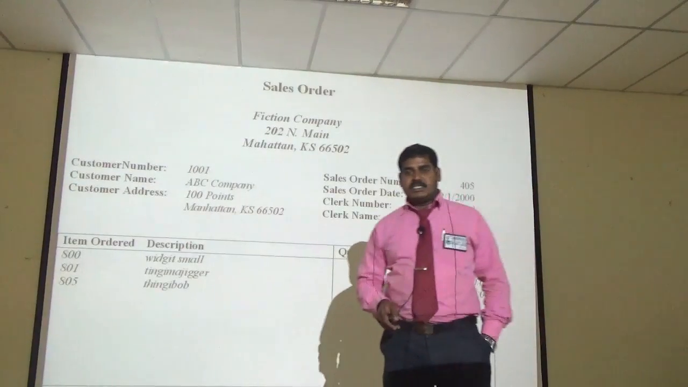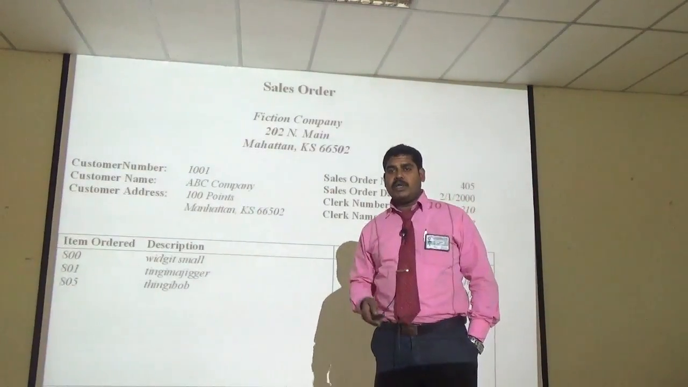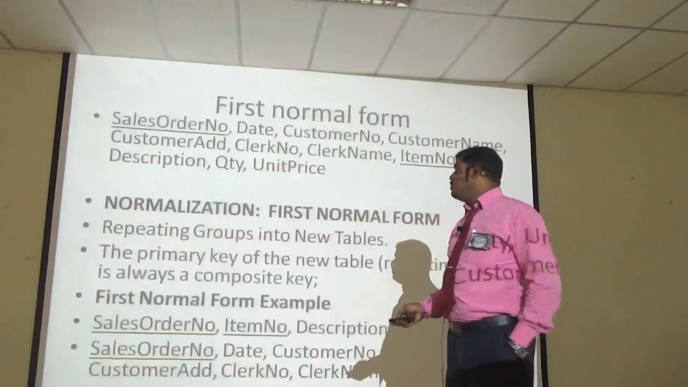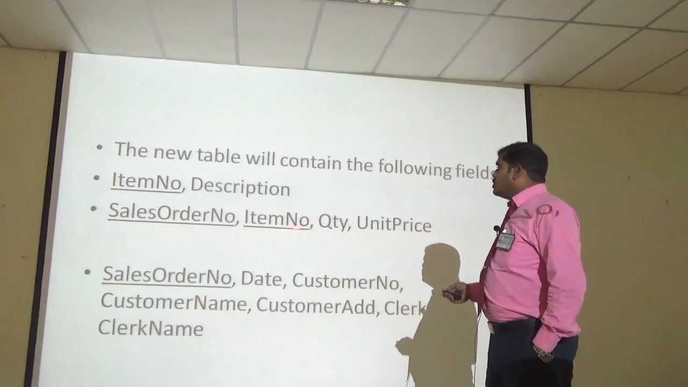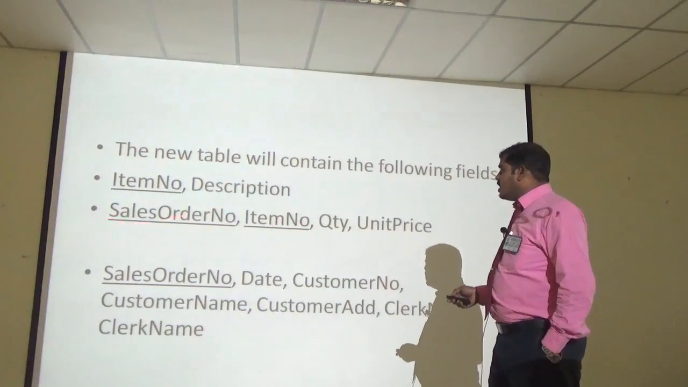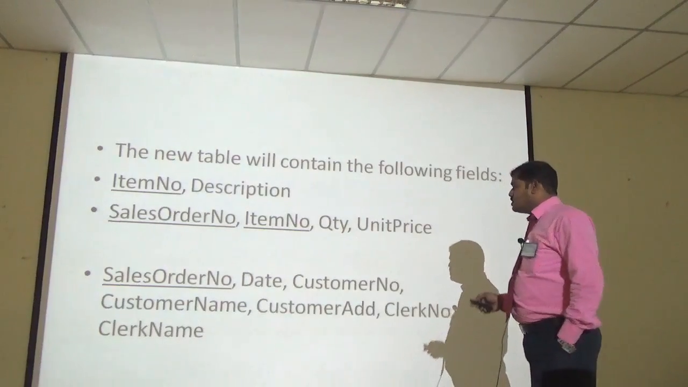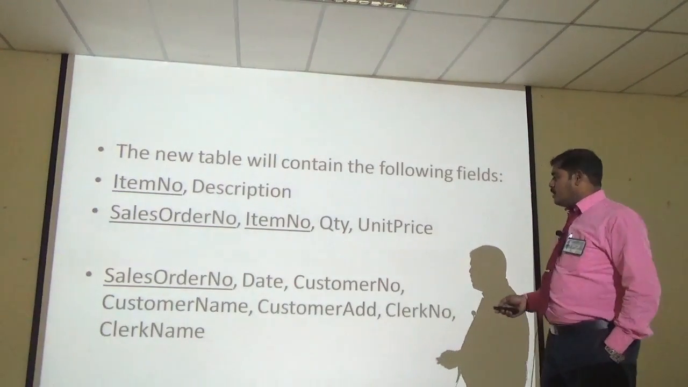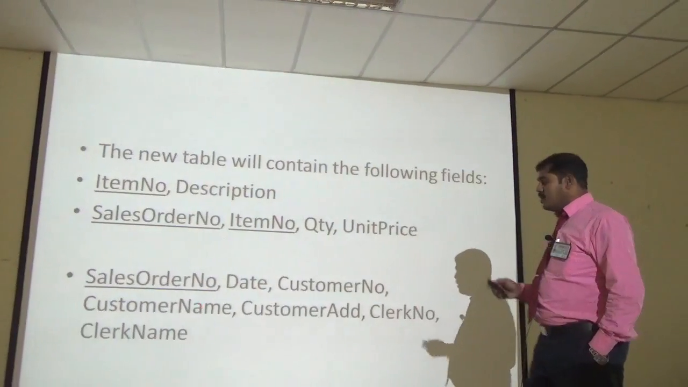So from this functional dependency, I separated this into a new table. Now in the second normalization, I have 3 tables. So the 3 tables are: item number and description; sales order number, item number, quantity, and unit price; and sales order number, date, customer number, customer name, customer address, clerk number, and clerk name.